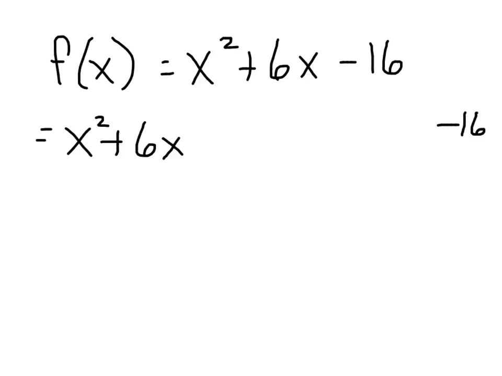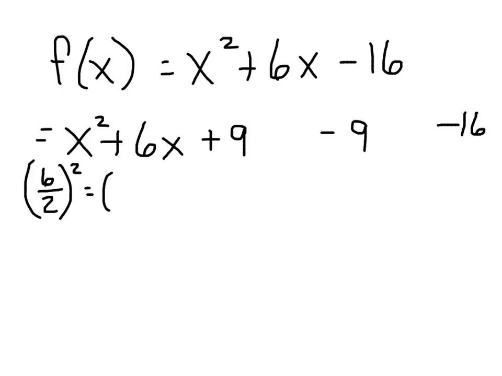Okay, so what number is in the B position? 6. 6 divided by 2? 3 squared? 9. I'm going to add 9 and then immediately subtract 9. So again, how I got 9 was I took 6 divided by 2 and then I squared it, which was 3 squared or 9.